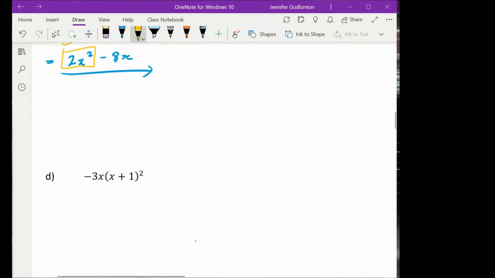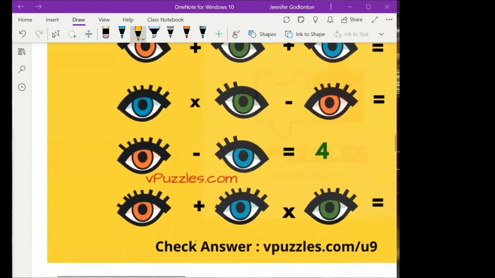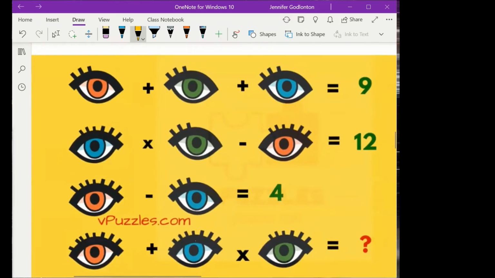Okay, let's go for a brain break. I want to know what my answer to this is.